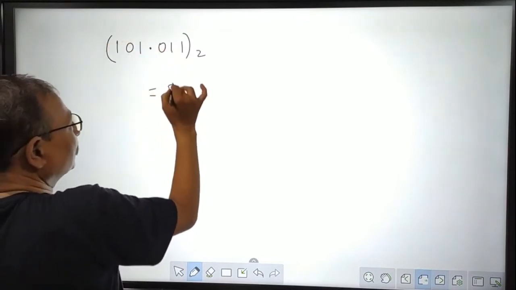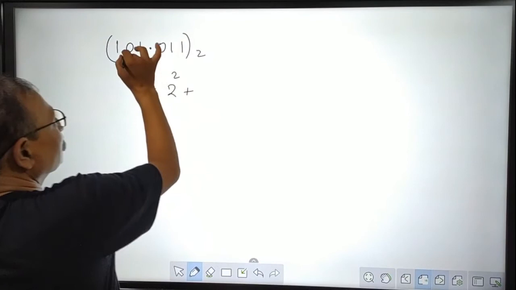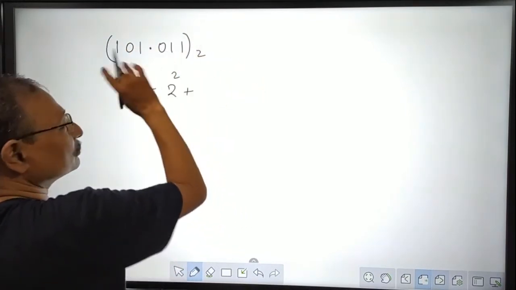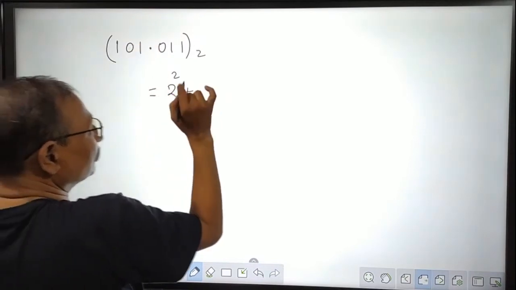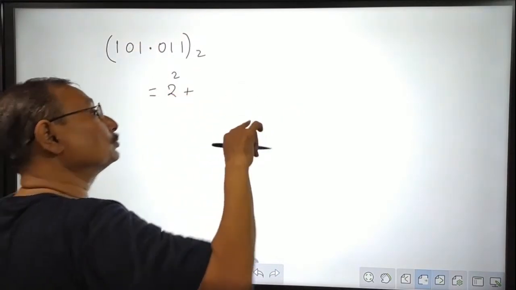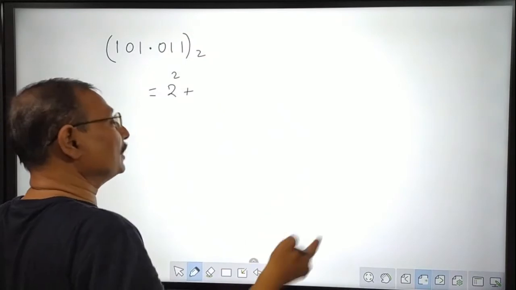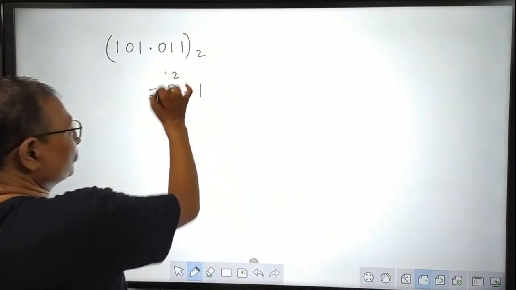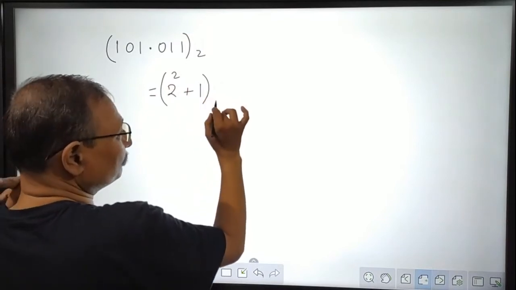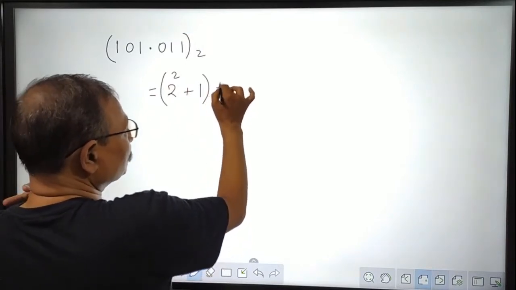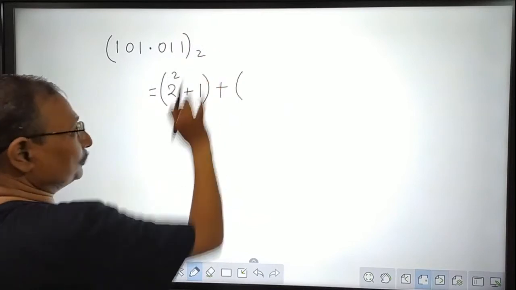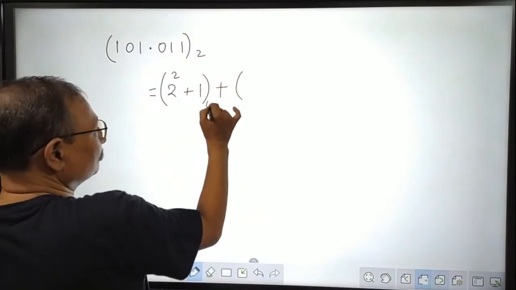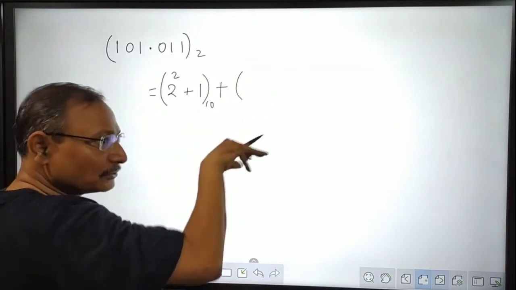So I am writing 2 to the power 2 plus this one, if it is multiplied by 2 to the power 1, will give us 0. So I am not writing it. This one we are supposed to multiply by 2 to the power 0, that means 1. So I am simply writing 1 here. And now this will give the non-fractional part, and this one which I am going to write down will give the fractional part of the decimal system. So I am writing them together.